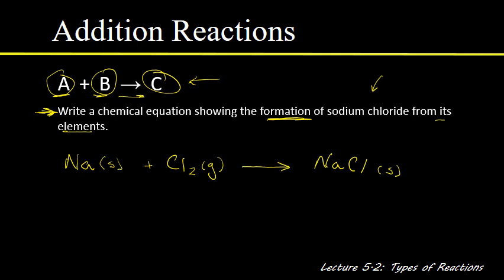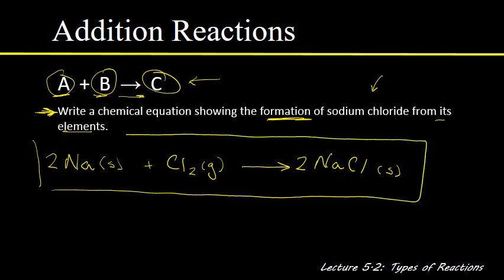And then we just need to balance this. Since we've got two chlorines here, we're going to need a 2 here. And so to complete the balancing, we'll put a 2 there. And that gives us our completed and balanced formation reaction. Okay, let's take a look at another one.